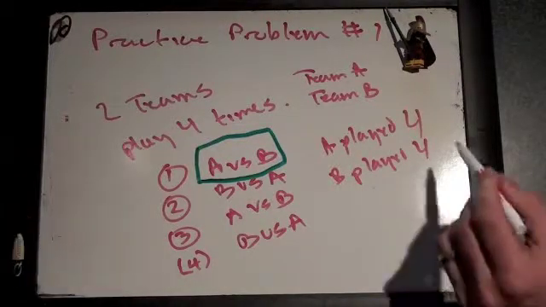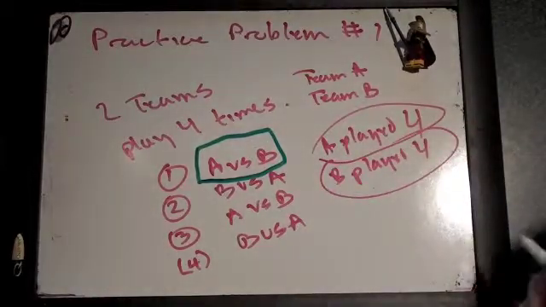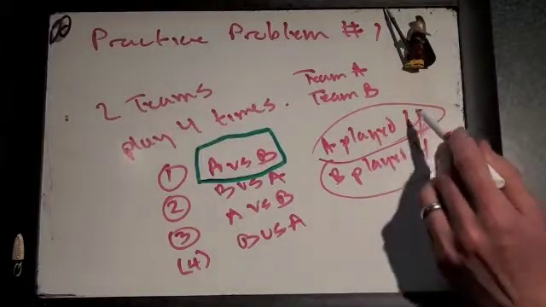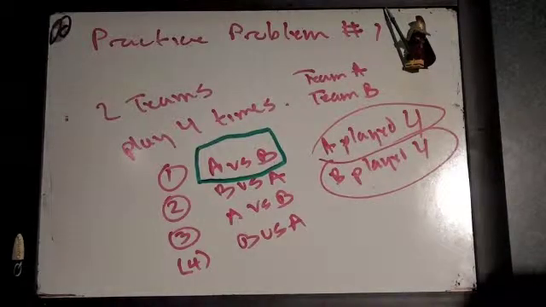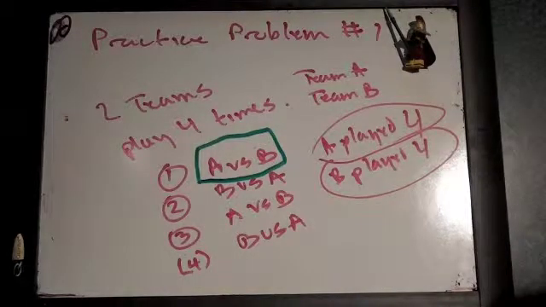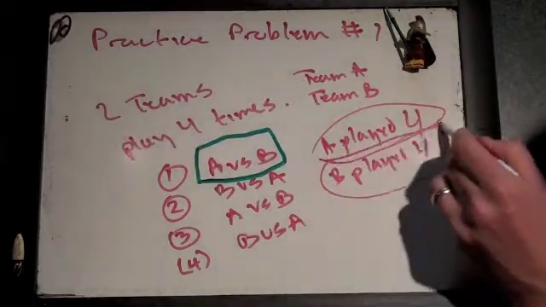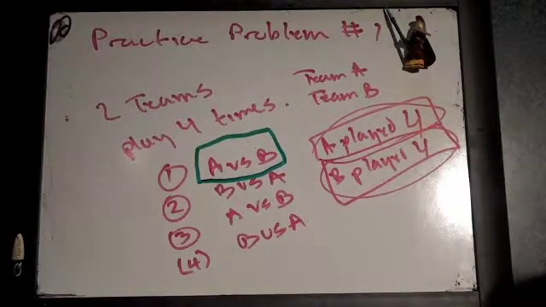Right. So when we counted the number A played, we got 4, plus the number B played, we got 4. So we got 8, but there were only 4 games total played. So what did we have to do with 8? Divide by 2. Okay, why did we have to divide by 2? How many teams played in each game? 2. So when you count up the number of games that each team played, you actually count every game twice. Okay, so you have to divide by 2.